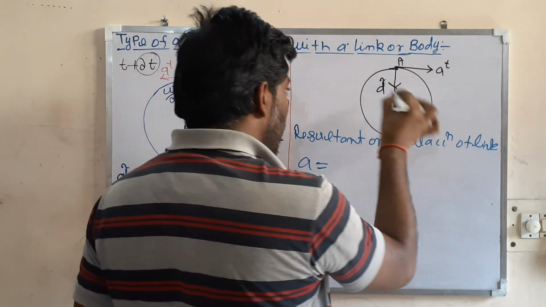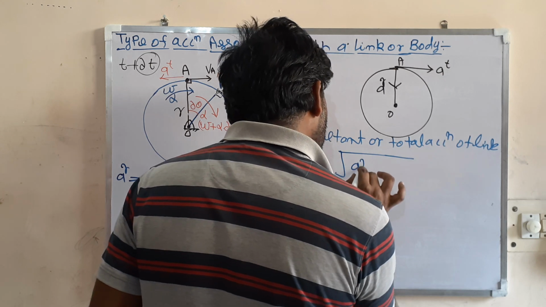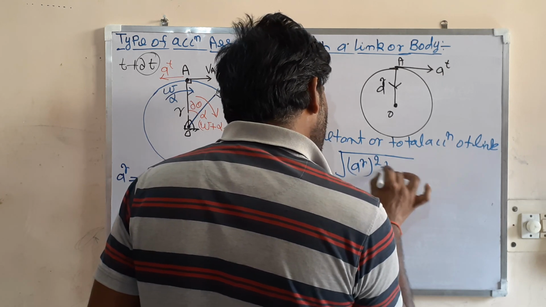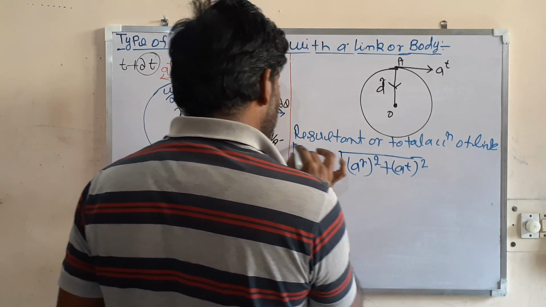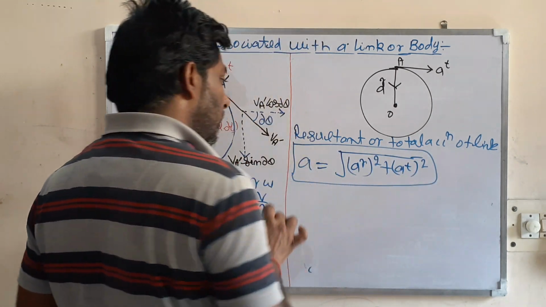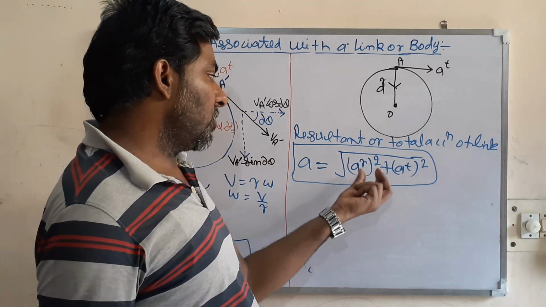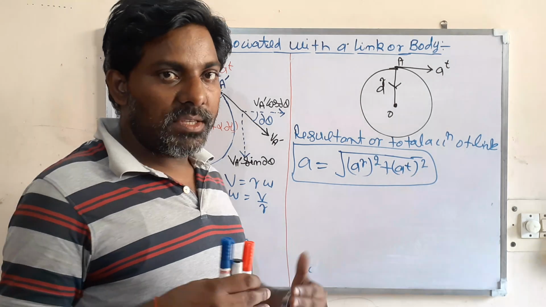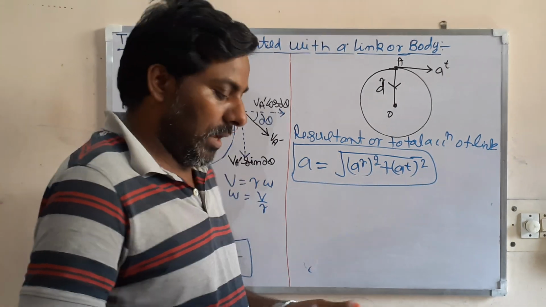Both of these are at 90 degrees, so it can be calculated from this formula: AR square plus AT square. So the net acceleration, the resultant or final total acceleration A, is equal to under root AR square plus AT square. This is from the analytical method. Also you can get it graphically.